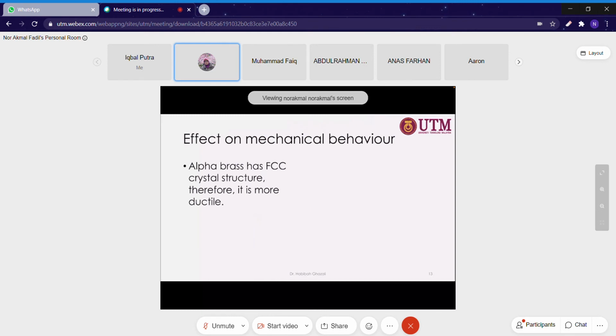The effect on mechanical behavior: alpha brass, copper zinc, has an FCC structure. So when we talk about FCC, what does it mean? It is more ductile. Remember FCC, ductile. An example of FCC is copper, and zinc has HCP, hexagonal close-packed. It is brittle.